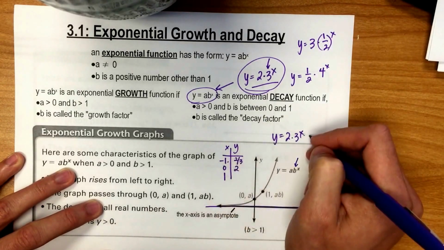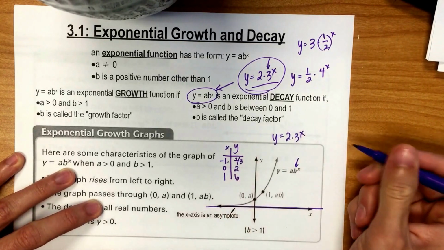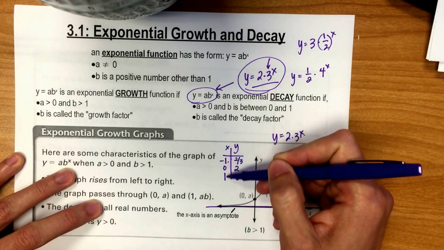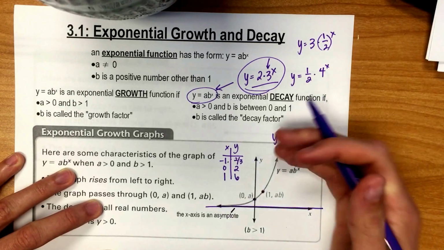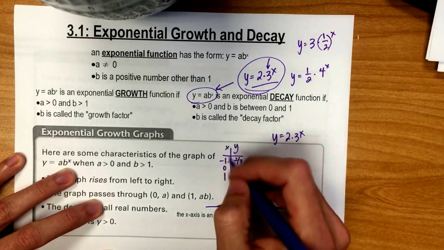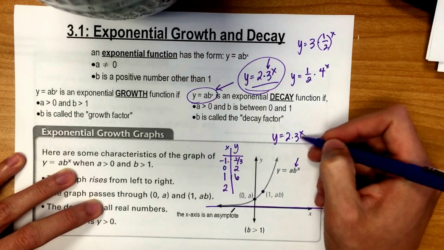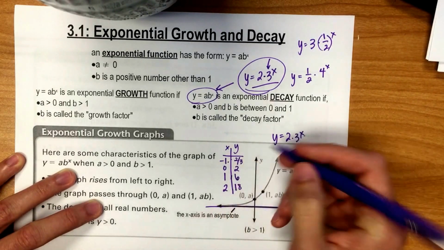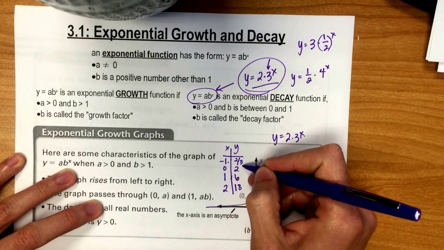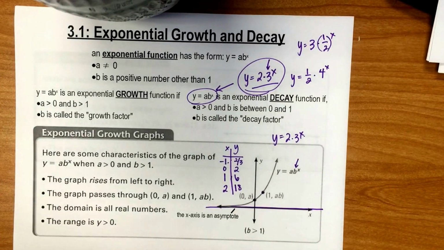We throw a 1 in. 3 to the first is 3. Multiply by 2, you get 6. So you can see as your x values get bigger, your y values start increasing, and they start increasing at a faster rate. If you wanted to do another point like 2, 3 squared is 9, and 2 times 9 gives you 18. So look at how much of a jump we have in between all of these numbers. Exponential functions grow very quickly.